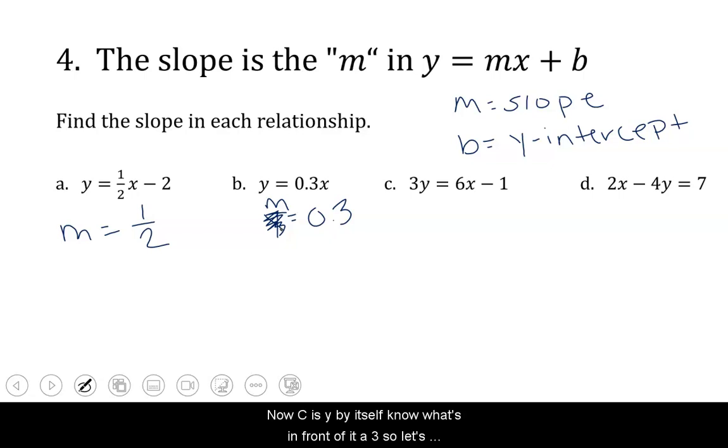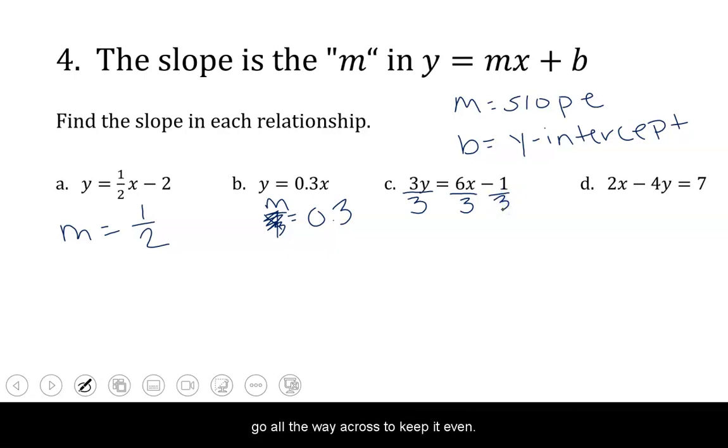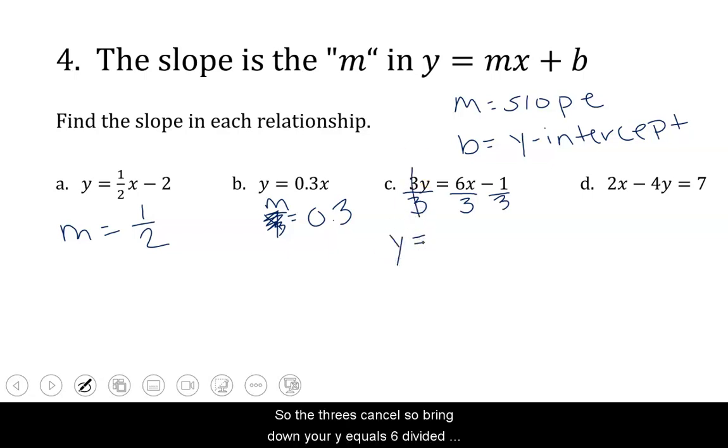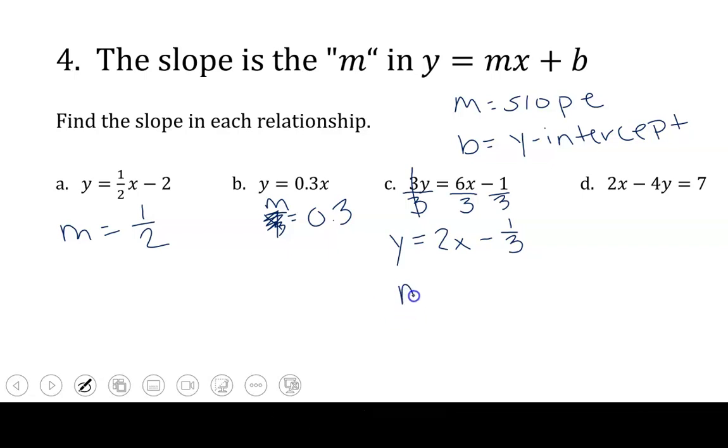Now C, is y by itself? No. What's in front of it? A 3. So let's get rid of it. They're connected through multiplication. So what's opposite? Division. So divide 3 all the way across. Whatever you do to one side, you have to go all the way across to keep it even. So the 3's cancel. So bring down your y equals 6 divided by 3 is 2. Bring down your x. And then that becomes negative 1/3. So is y by itself? Yes. So we can find the slope. The number in front of x is your slope. So my slope is positive 2.